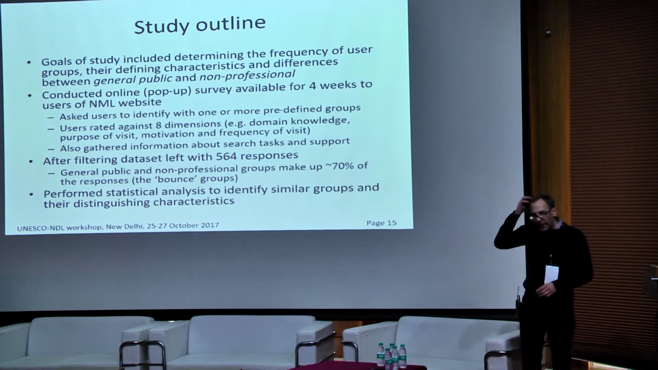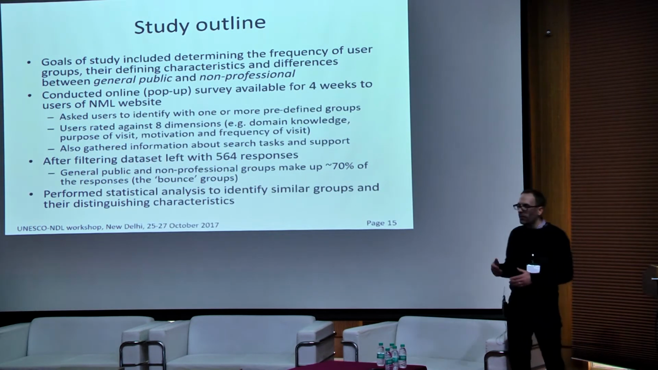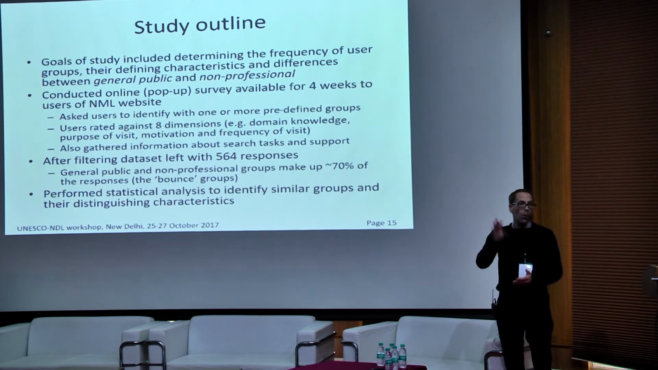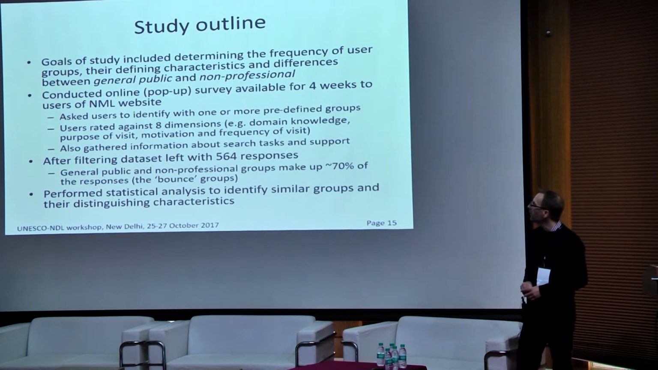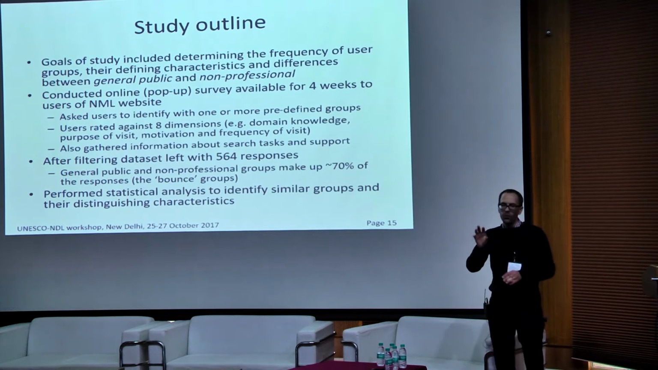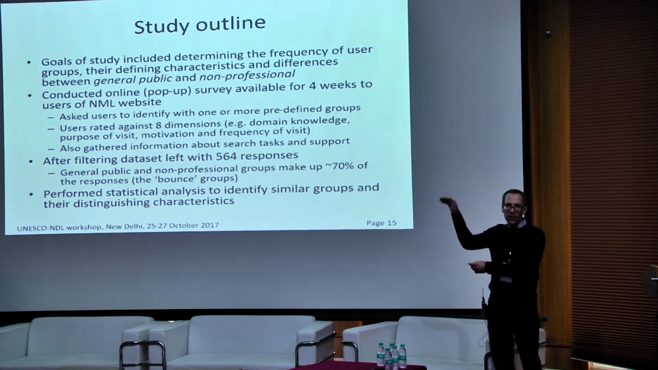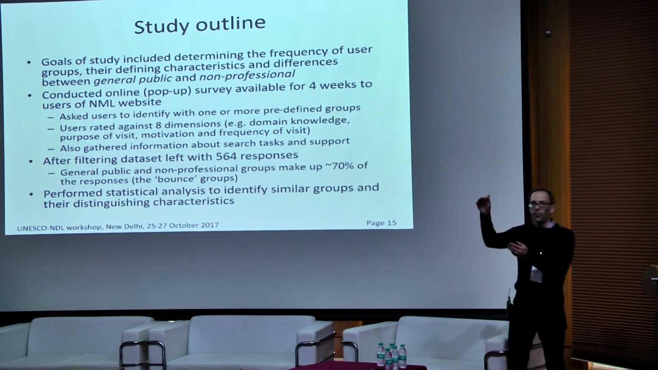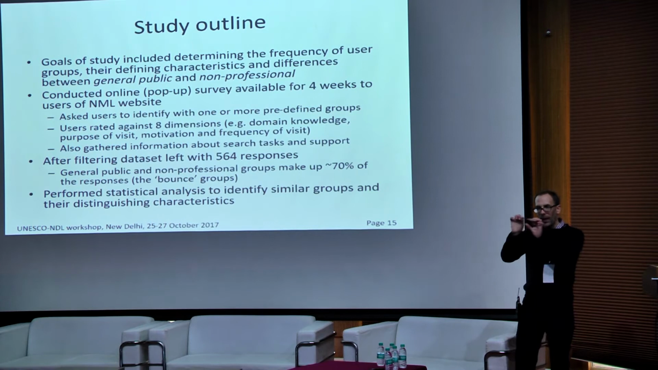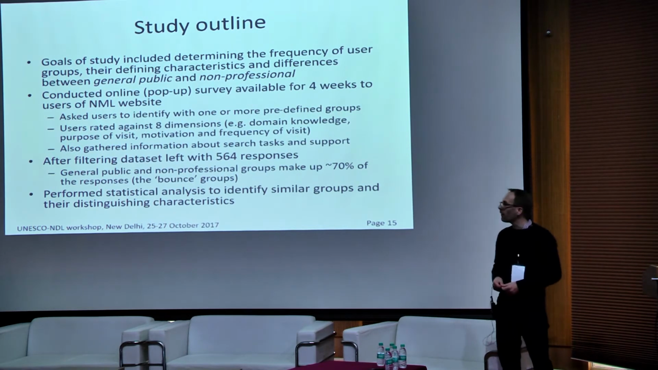So the way that we tried to gather information on this is we carried out an online survey, a pop-up survey. That's a form of intercept survey. Ran it for 4 weeks, and we did ask people to identify themselves to groups. So we basically used the groups that we'd already found from the literature. We asked people to assign themselves to one of those groups, and we had a description of the group. We defined the groups, and they could also be other if they wanted to.